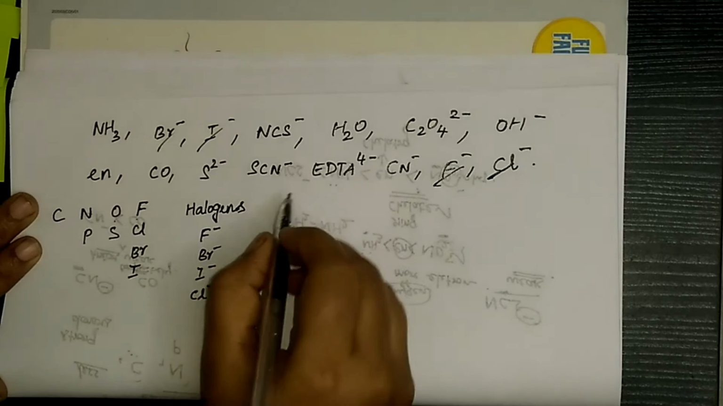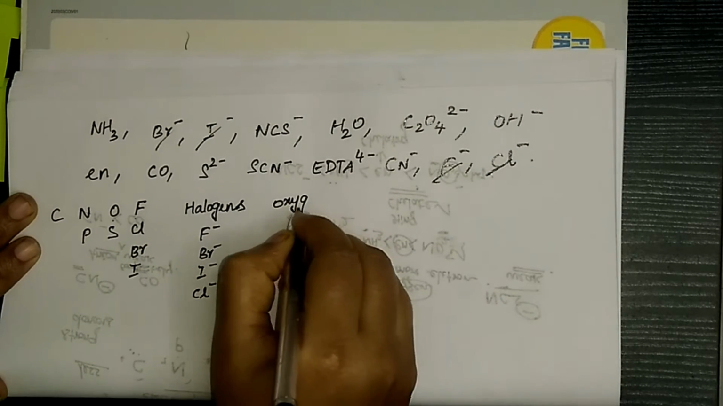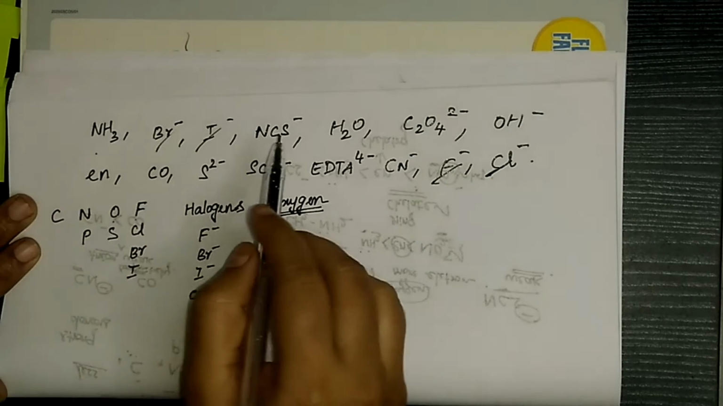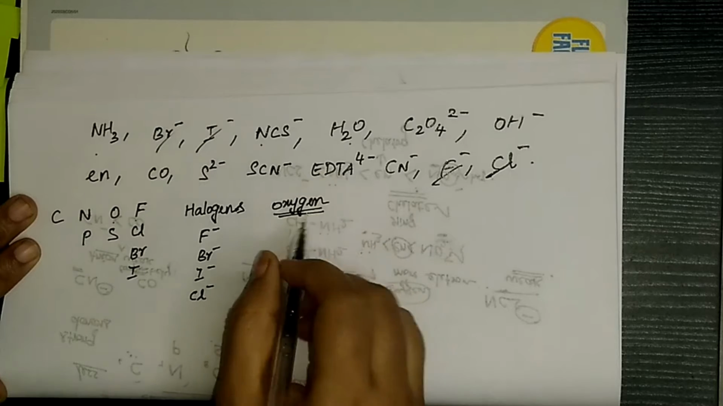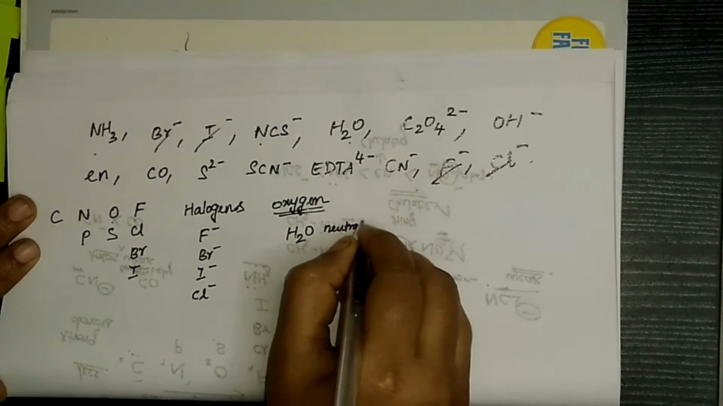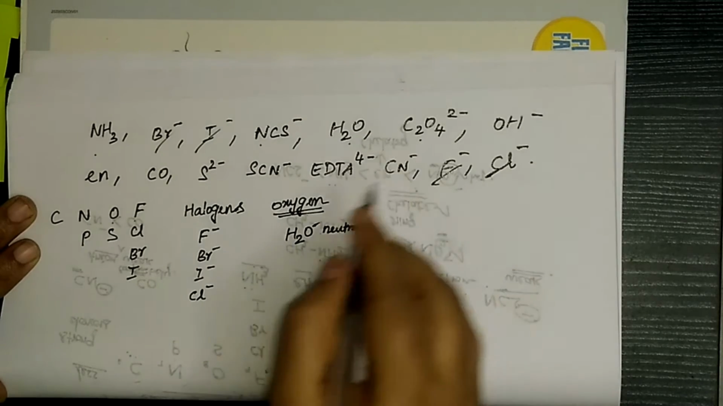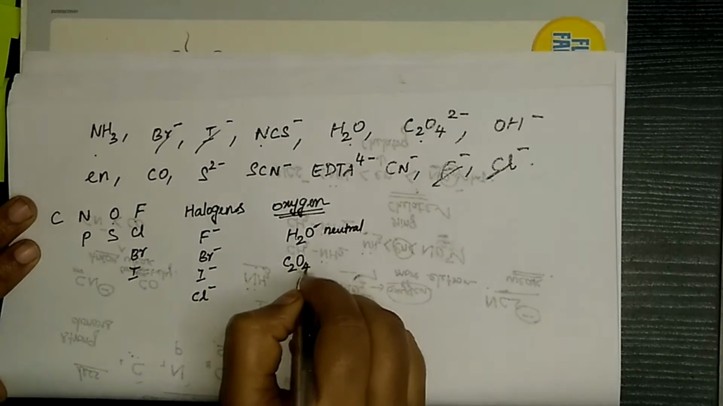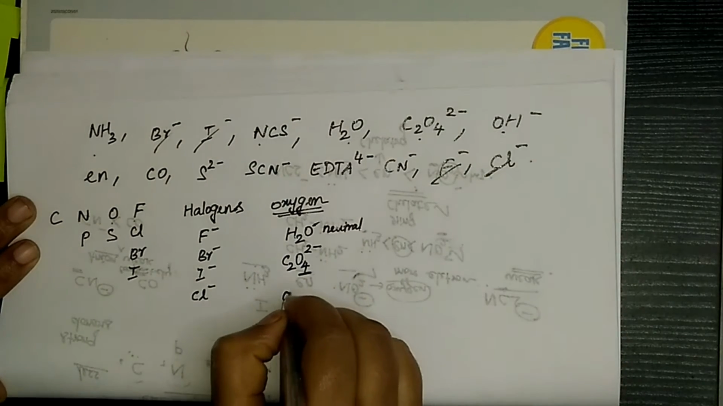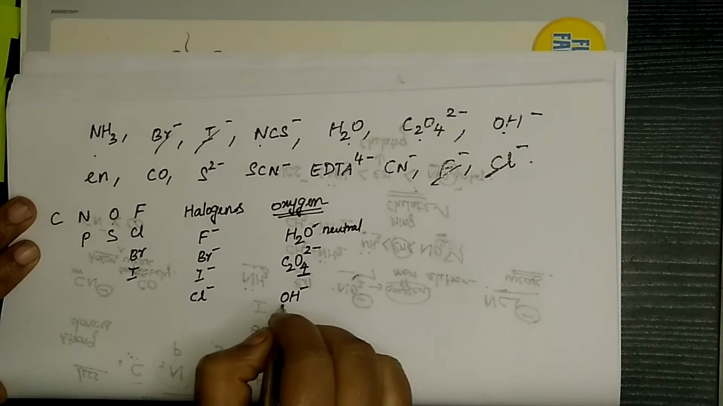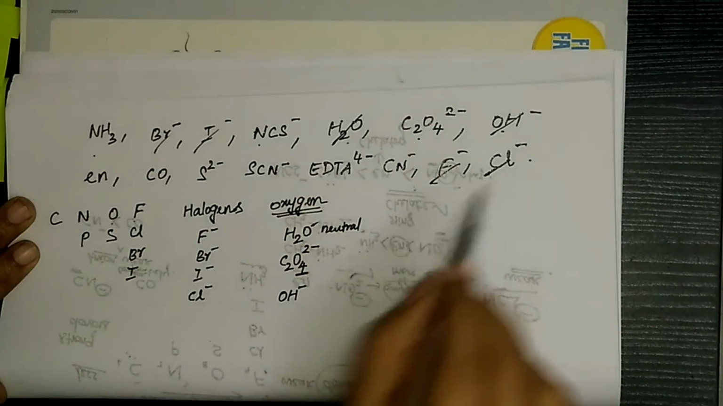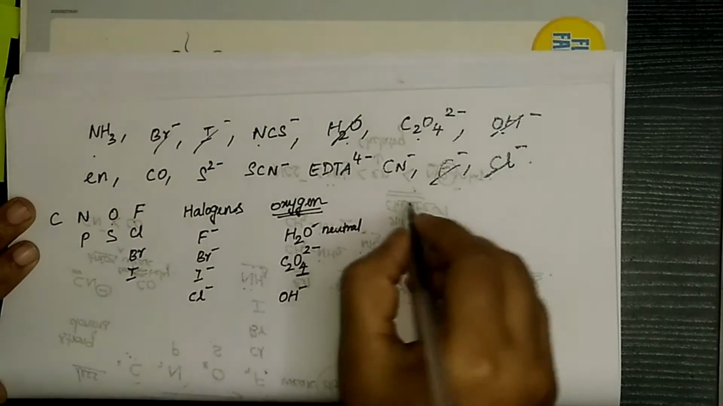Next to halogen is oxygen. So what are oxygen donors? In this case, nitrogen is the donor. Here water, H2O, is neutral. This is an oxygen donor. Here oxygen is the donor atom. And in this case you have C2O4 2 minus. Here also you have oxygen as a donor. In this case OH minus. Here also oxygen is the donor. I think that's all.